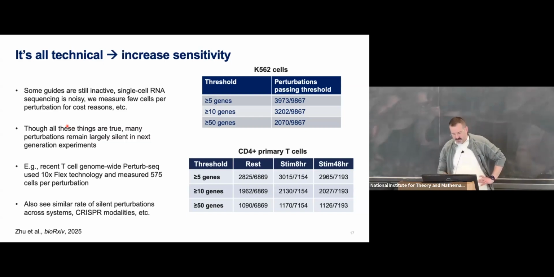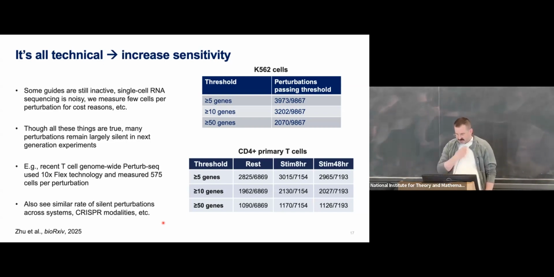One example is Alex Marson's lab put out this primary T-cell perturb-seq experiment. This used 10x Flex, which is a much more sensitive technology and also distinct. It measured millions of cells per condition, so about 575 cells per perturbation. It had 3 different conditions. This is their estimate of perturbations that are active, and in fact, it's lower than in these K562 cells that I presented earlier. And I'm also aware of benchmarking efforts from various large initiatives that I think point to similar findings.